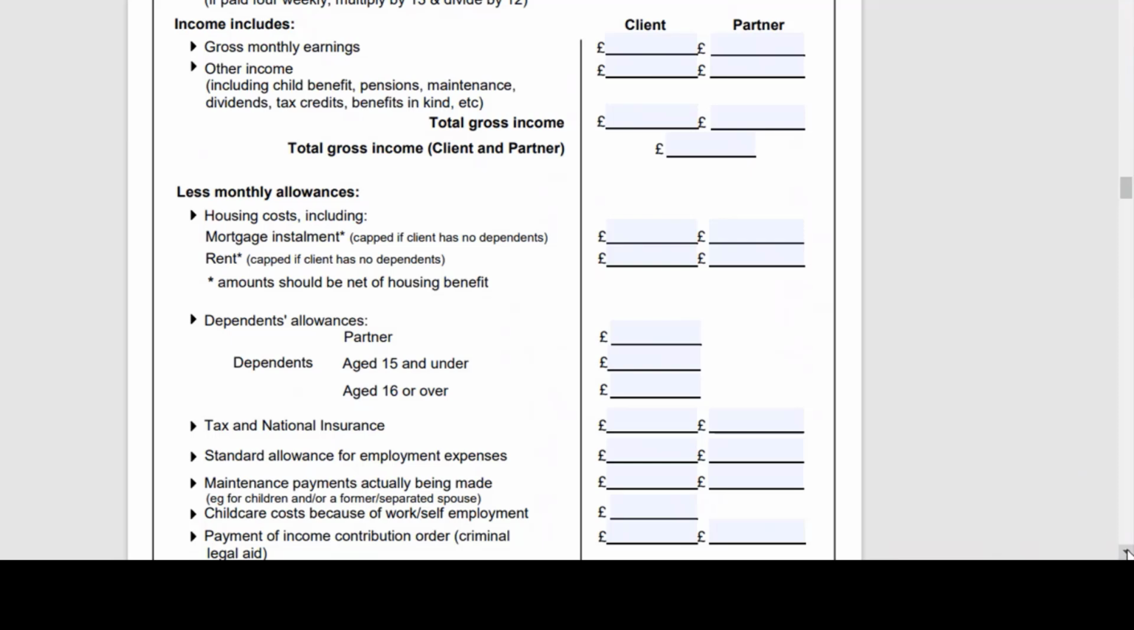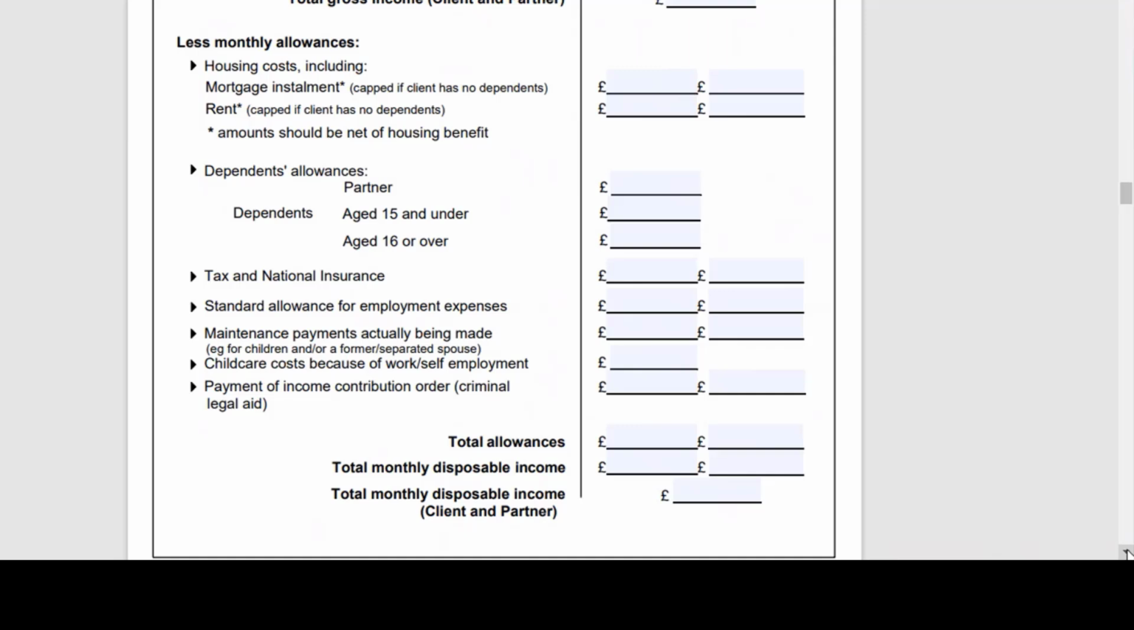We're then looking at the allowances that I'd already talked through previously. So the housing costs would be detailed for both the client on the left and the partner, if appropriate, on the right. So that would be the mortgage instalment, which is capped at £545 if the client has no dependents. It would be the rent net of any housing benefit, if that was appropriate as well. It would also be the allowances for accommodation costs if the client was receiving board and lodging from someone that they lived with. You would add in the details for the dependents allowances, that's the partner, and then any children aged 16 or over or aged 15 and under.